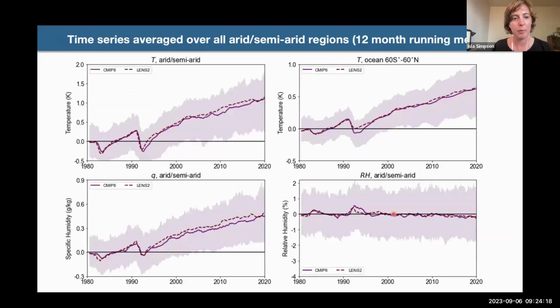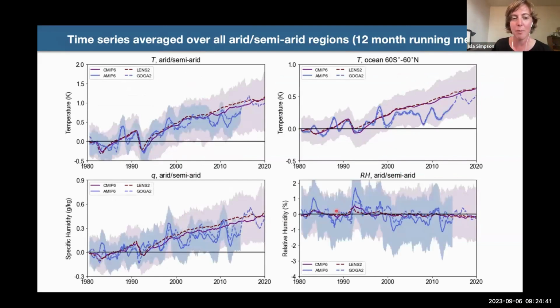I just want to finish up with this summary time series here. So I'm showing you time series averaged over all arid and semi-arid regions of the world. This is temperature over those regions, this is temperature over the oceans, specific humidity over the arid and semi-arid regions, and then relative humidity. So here you see the models, the coupled models. This is what you get in the AMIP simulations.